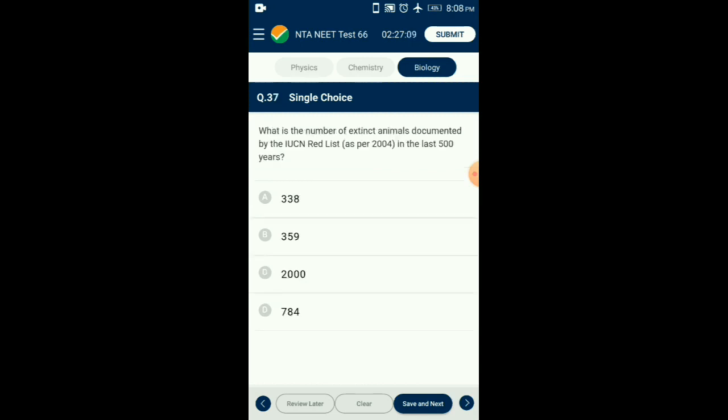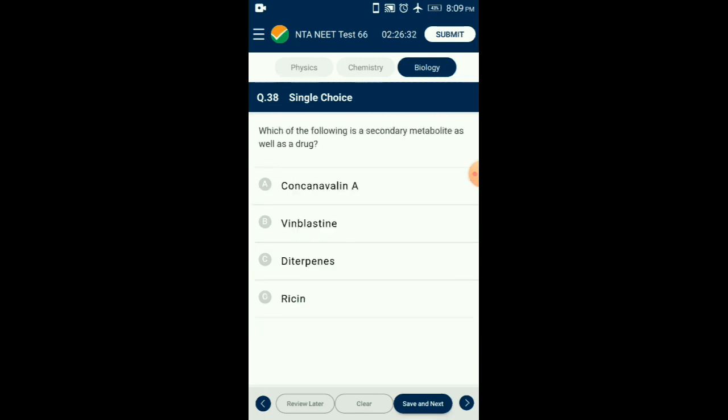Question number 37. What is the number of extinct animals documented by the IUCN Red List as per 2004 in the last 500 years? The IUCN Red List 2004 documents the extinction of 784 species, including 338 vertebrates, 359 invertebrates, and 87 plants in the last 500 years. So the answer is option D, 784.